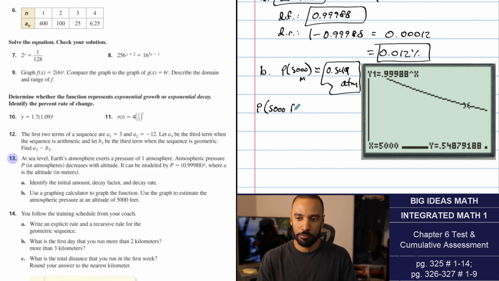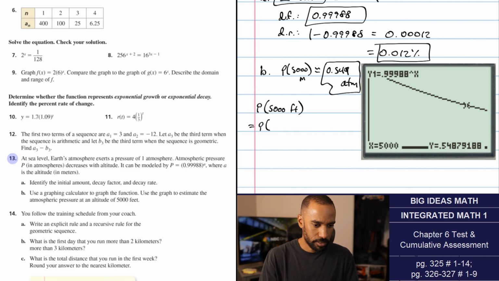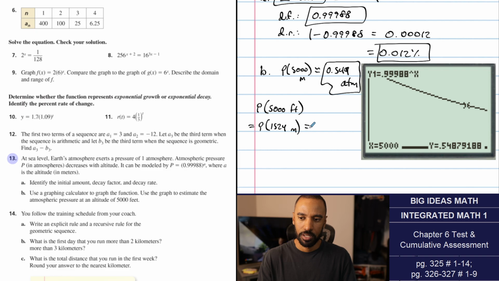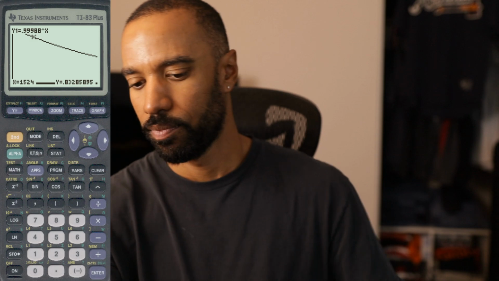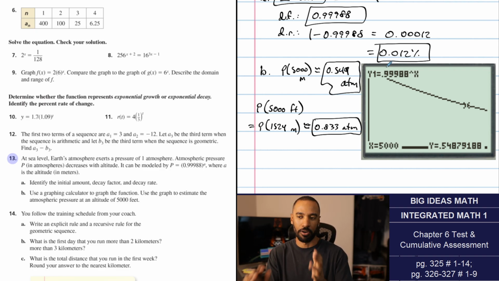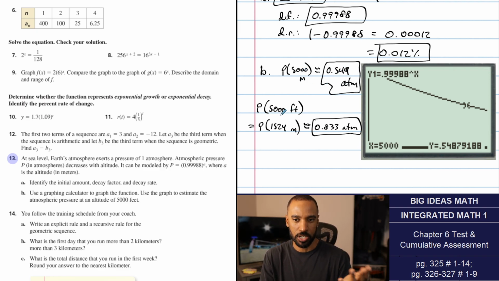But P of 5,000 feet is equal to P of, what did I say? 1,524 meters. Okay, so I'm going back to the graphing calculator for that. 1524. That's around 0.833 atmospheres. So assuming I read it incorrectly the first time, then this would be the answer. I don't know if that was the answer, so there's one or the other. That's 5,000 meters. Here's 5,000 feet.